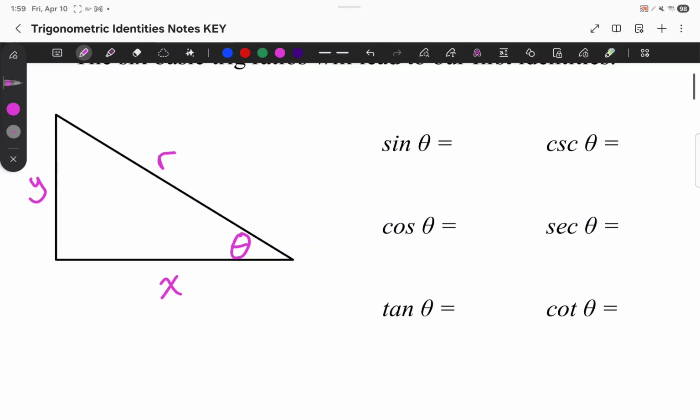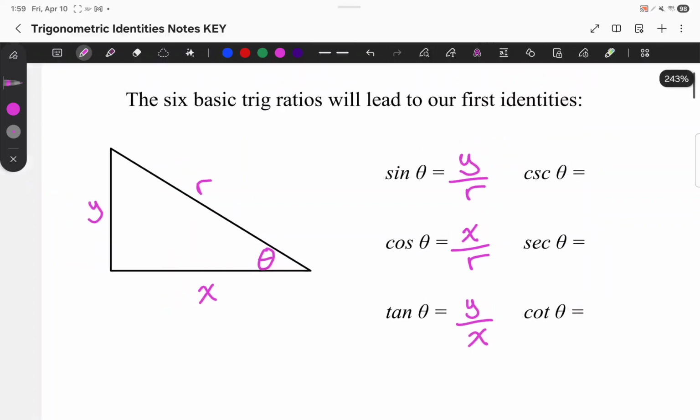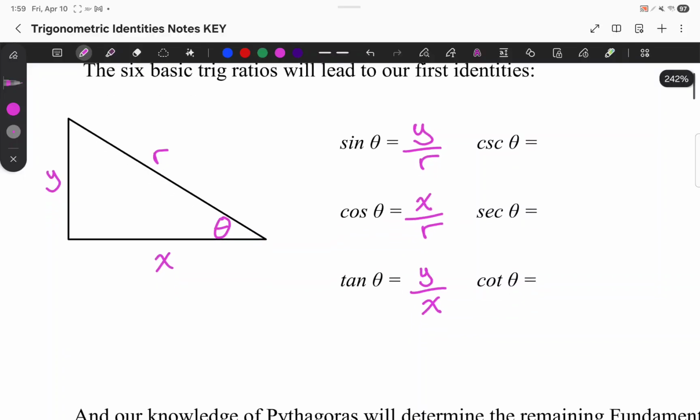Do you remember sine theta? One of you has to yell it out loud and make me look good. What's the formula for sine theta? Yeah, y over r. Cosine theta? X over r. Tan theta? Y over x. And then cosecant. R over y.